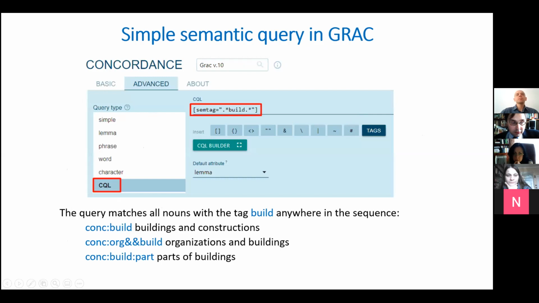Here is an example of a simple semantic query in Grok using the Crystal Bonito interface. To search for semantic tags, you need to use CQL, Corpus Query Language, and use SEMTag. In this case, SEMTag is equal to anything that comes before build and then anything that follows build. The key component is build. So we want to search for any nouns that have this semantic tag build anywhere in their sequence of semantic tags. Three types of sequences will be found.